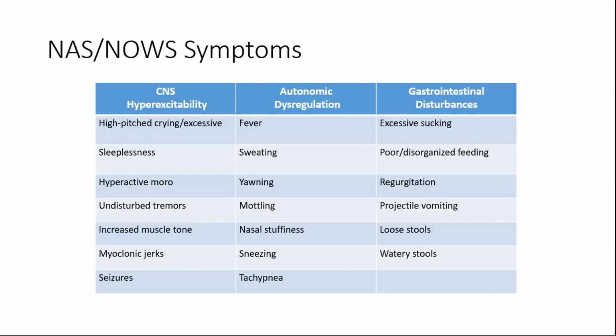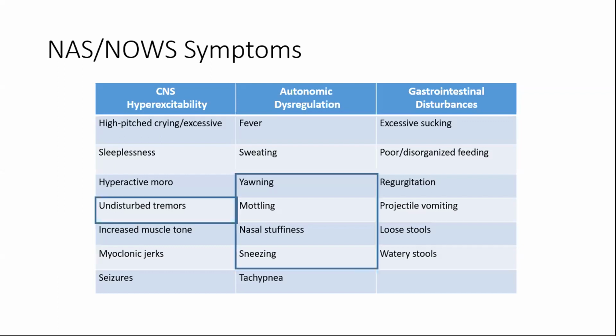And then I'm going to show you some fun things I think are fun. So for example, this, you see the boxes, right? The undisturbed tremor, yawning, mottling, stuffiness, sneezing. Okay, so if you had all that, that would give you a score of 9, I think, which would be a Finnegan score of 9, which would mean that you are heading toward treatment. But if you had all those things, we wouldn't really necessarily want to treat you. We just want to know you're starting to go into withdrawal. And so that's where Eat, Sleep, Console comes in. It's like the common sense.